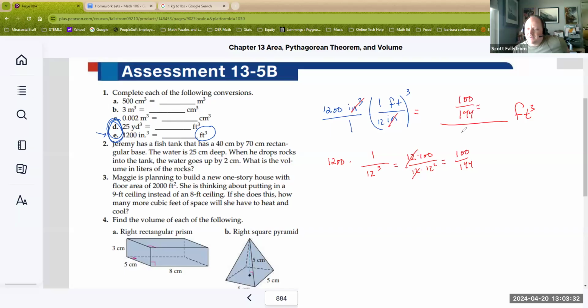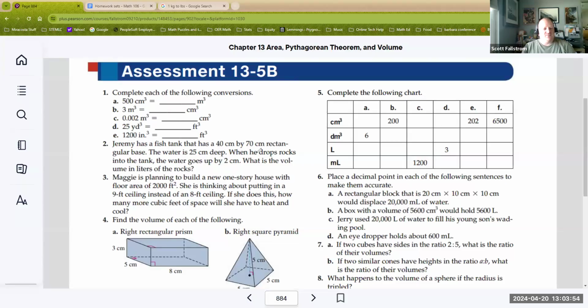What could I divide by? Looks like I divide by at least 4. So if I divide by 4, I get 25 here. If I divide by 4, I get 36. So there's my final result, 25/36 of 1 cubic foot. All right.